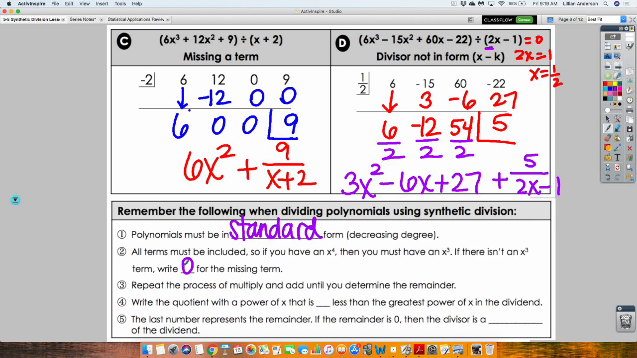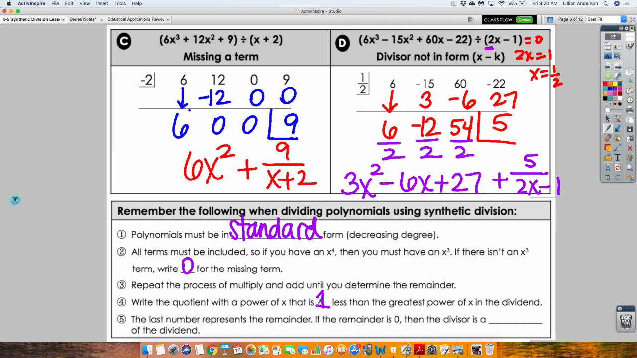And you repeat the process of multiplying and adding until you determine what your remainder is. So you multiply whatever's underneath the line by whatever's in the box, and you add it to the next column. And then, of course, remember, you want to write the quotient with a power that is 1 less than the greatest power of x in the dividend. So if you start with x to the third, you want to end with x to the second. And lastly, the last number represents the remainder.